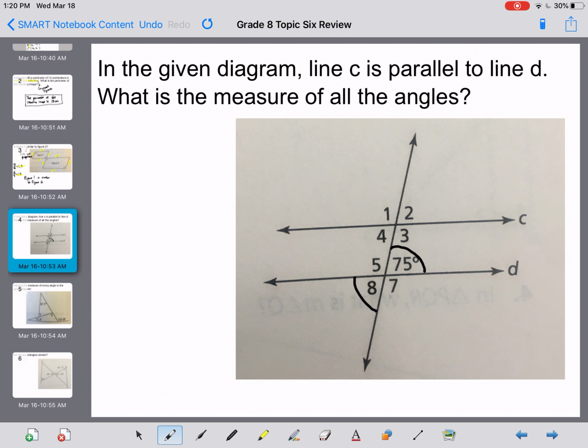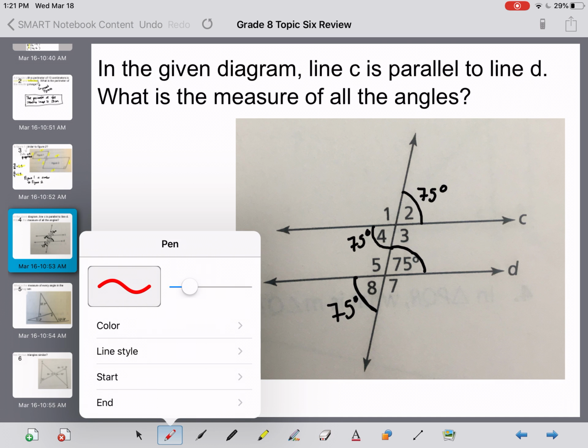Angle 8 is going to be the same measure because they are vertical angles. Vertical angles are congruent. I can also look at this top part and see that angle 2 is corresponding to this angle of 75 degrees, so angle 2 would also have to be 75 degrees. Angle 4 and angle 8 are also corresponding, so angle 4 would also have to be 75 degrees.